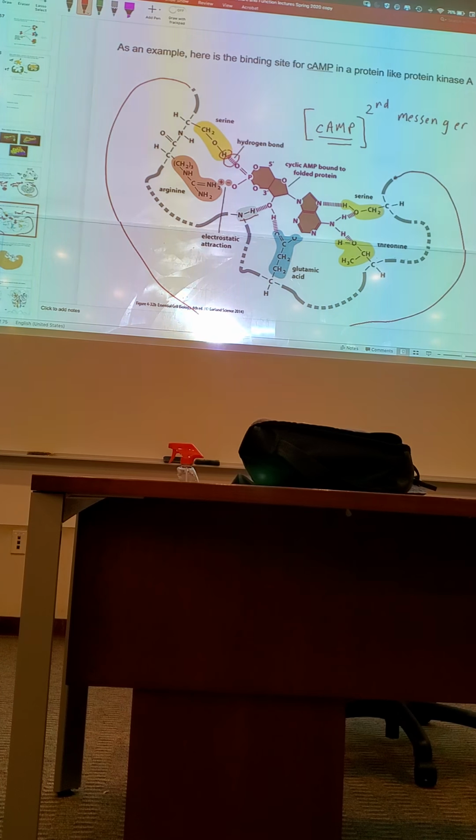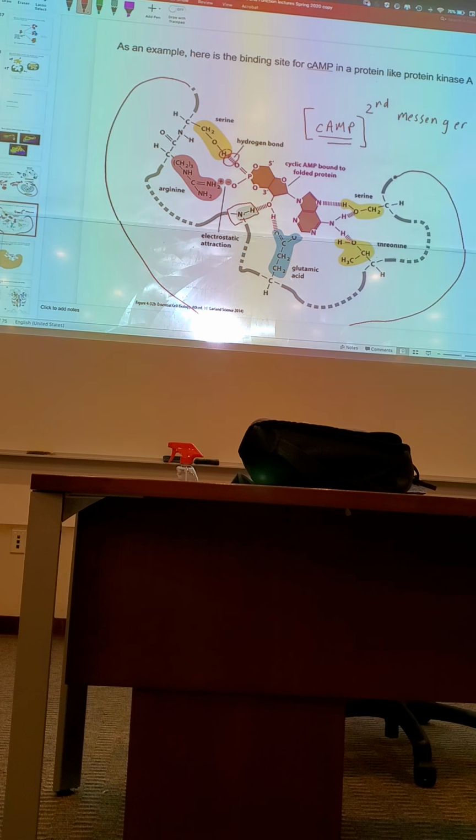Here's an amine group, clearly on the backbone of the polypeptide. That's a hydrogen attached to an electronegative element. Nearby another electronegative element. That makes that another hydrogen bond. Here's glutamic acid. That's a charged amino acid, but it's not using its charge in this case. It's using its electronegative oxygen to hydrogen bond with a hydrogen on an electronegative atom. So that's another hydrogen bond.